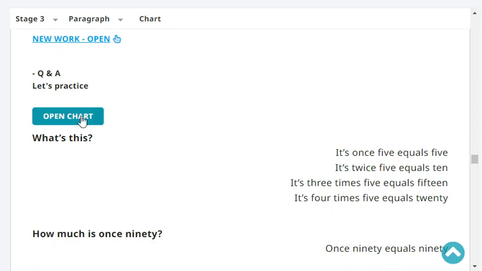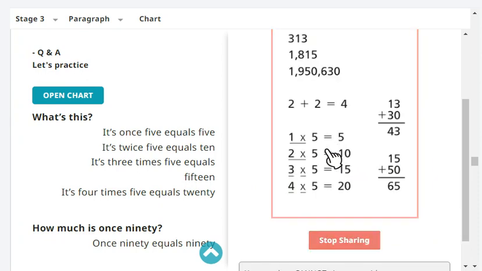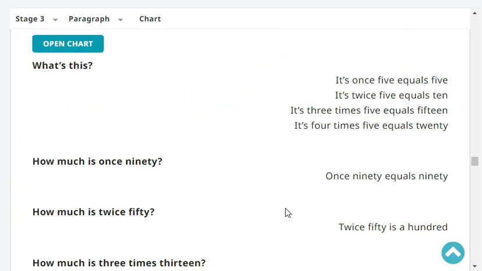Next. Yeah, let's open this. Okay, what's this? It's once five equals five. Very good. What's this? It's two times five equals 10. What's this? It's three times five equals 15. What's this? It's four times five equals 20. Very good.